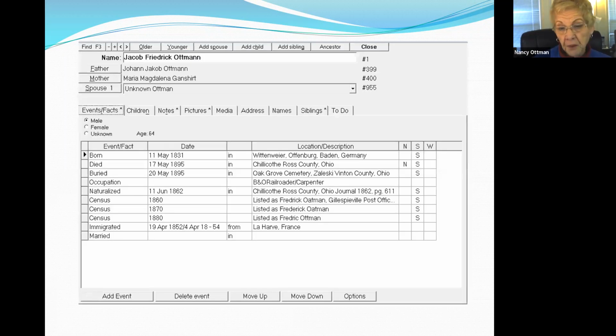My Brother's Keeper page, as an example, Jacob Friedrich Ottman, I have listed here his mother and father, spouses. He was married 3 different times, so I got the first one. I'm not quite sure who she was as yet, but then you can list when he was born, died, buried, occupation, etcetera. You can make notes on here. You can add pictures. There's just a myriad of things that you can do.